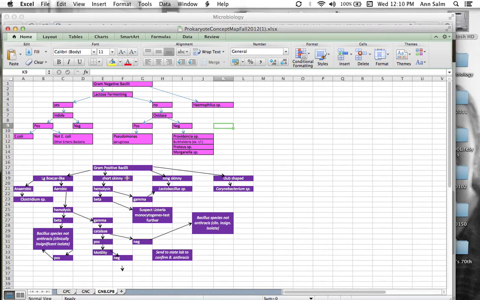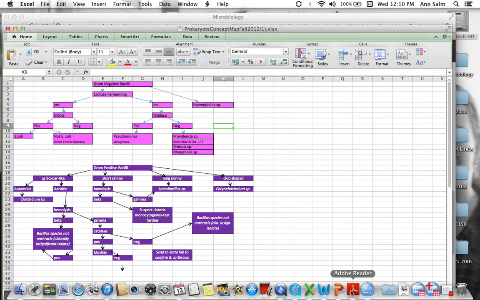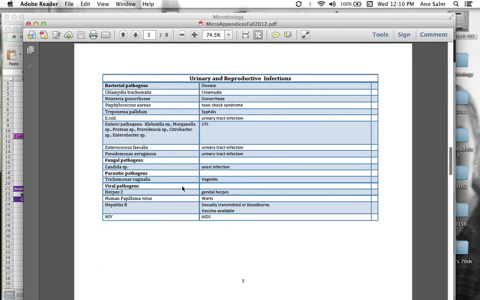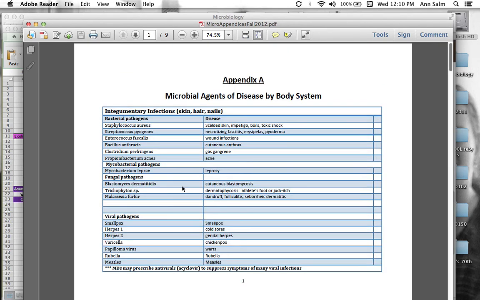So I wanted to draw your attention to that, and then also bring up the appendices that we've looked over in class before. This appendices is available in DocShare. All these documents are available in the DocShare. And it covers microbial agents of disease. We've really only talked about bacterial pathogens at this time and touched briefly on mycobacterial pathogens.